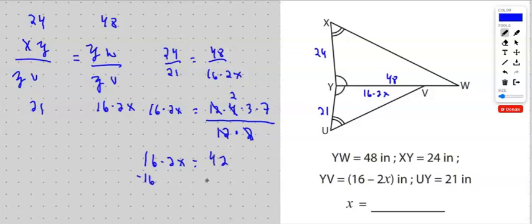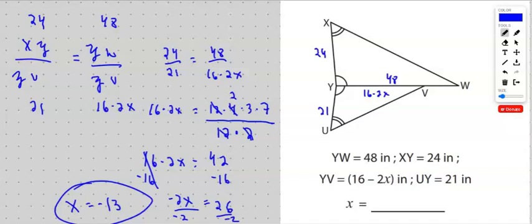Minus 16, minus 16. These go away. Minus 2x equals 12 minus 6 is 6. Carry 1. 3 minus 1 is 2. 26. Divided by minus 2. Divided by minus 2. X equals minus 13.